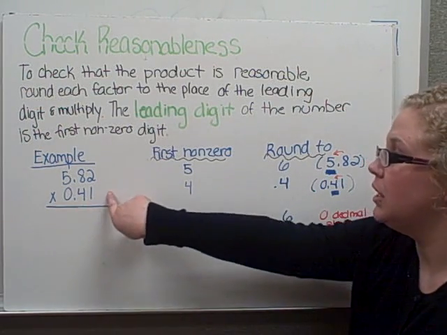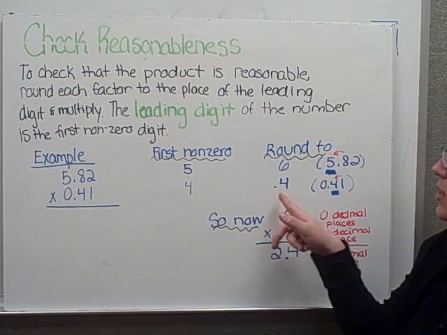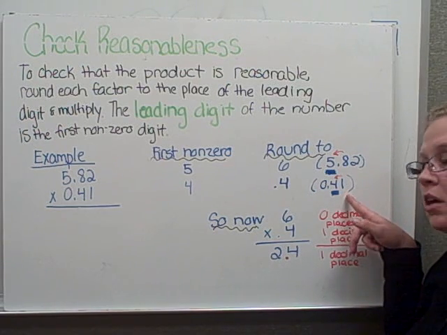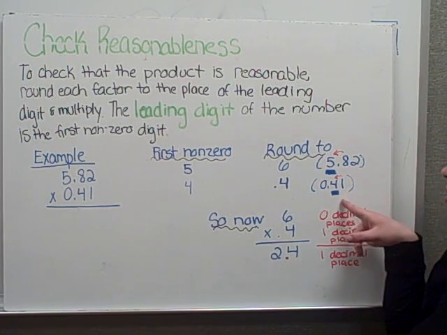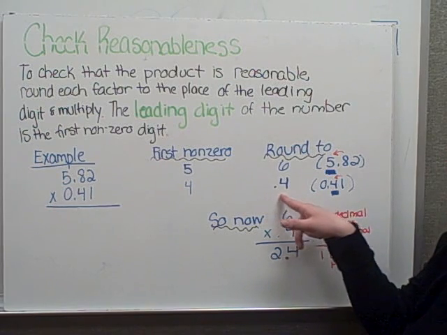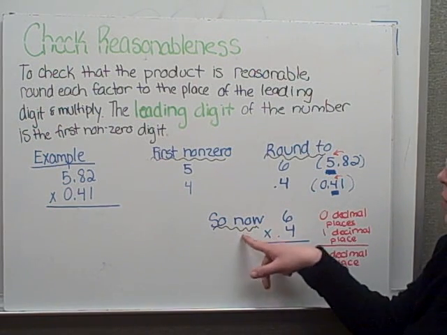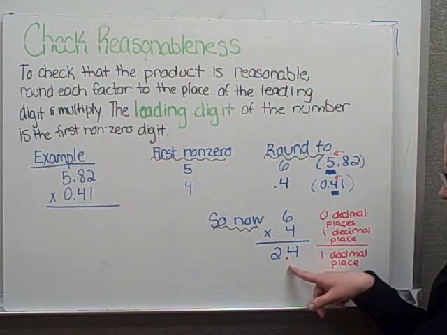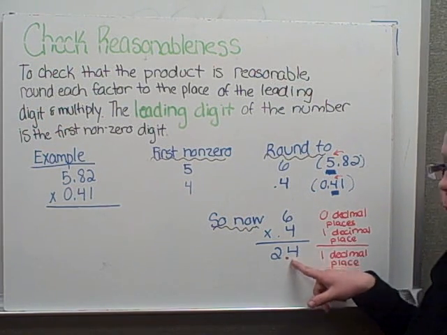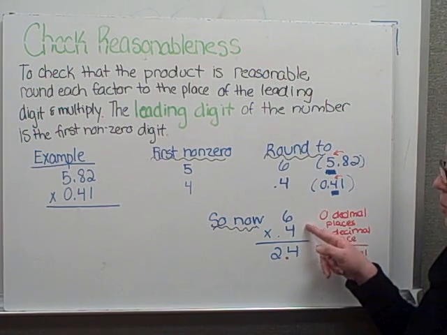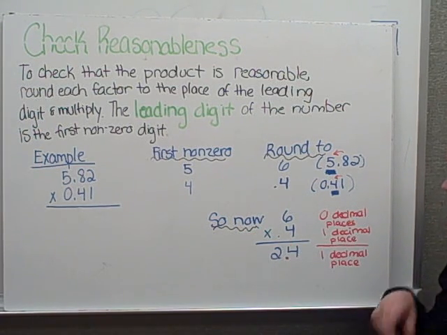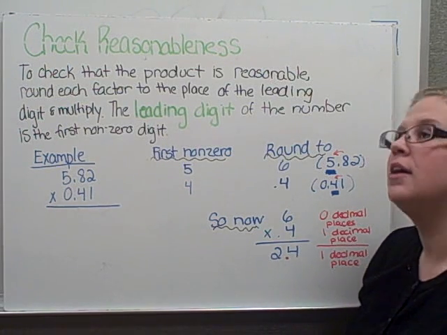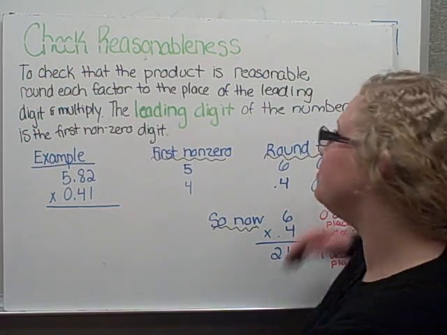Our first non-zero here is our 4. Our 4 is in our tenths place, so we want to round to our tenths place and we look at our hundredths. Our hundredths place is a 1, which tells us to round down, so we round to 0.4. So now we can multiply 6 times 0.4 and we get 2.4. We get 1 decimal place in our product because there was 1 decimal place in our factor right here. So now 2.4 is reasonable compared to the answer that we just got, and that works out.